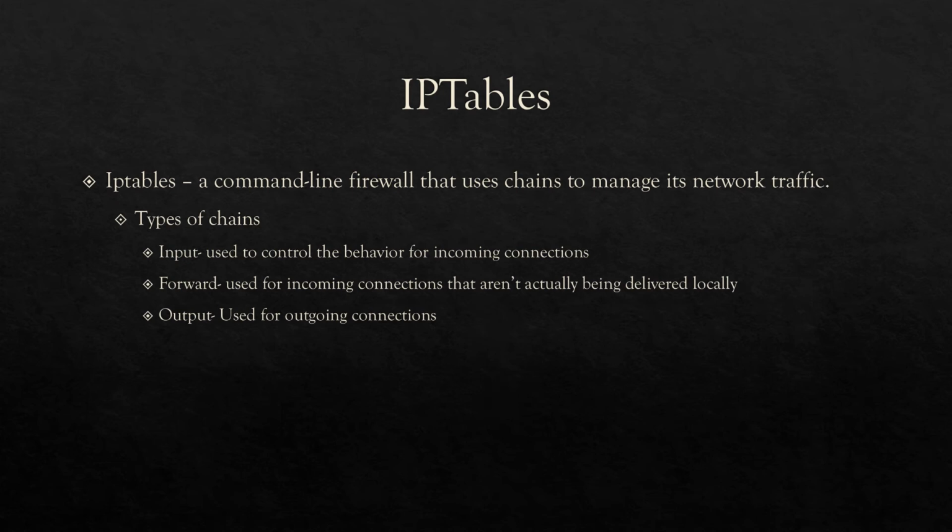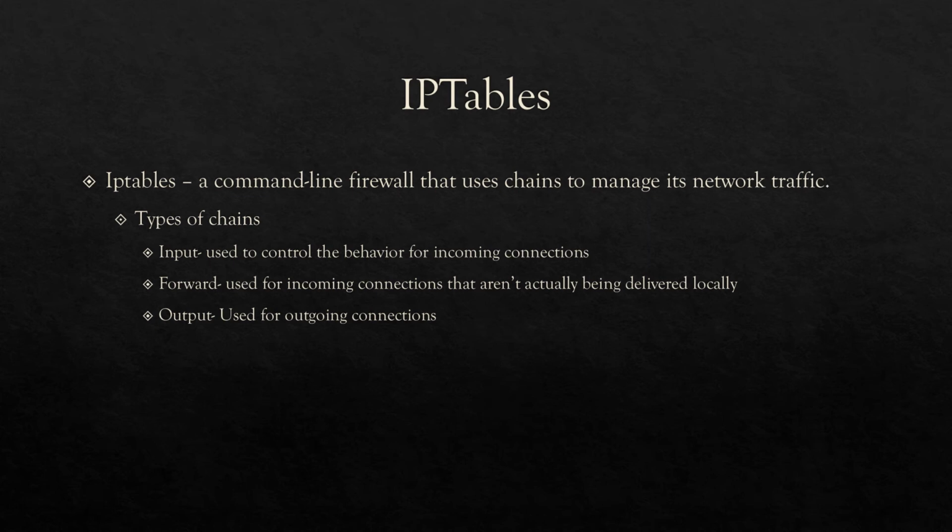The input chain is used to control the behavior of incoming connections. For example, if another user tries to set up a secure shell on your PC or server, then iptables will attempt to match the IP address and the port to a rule in the input chain.